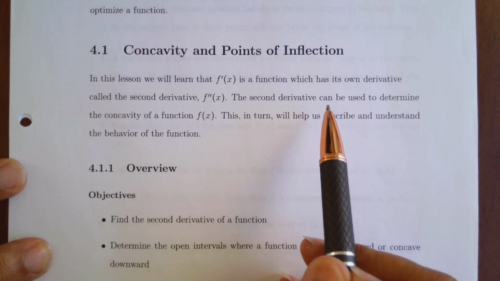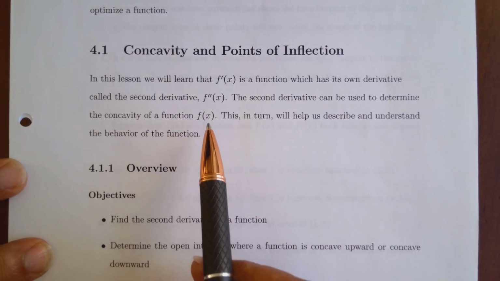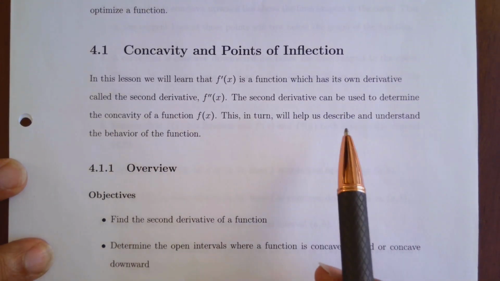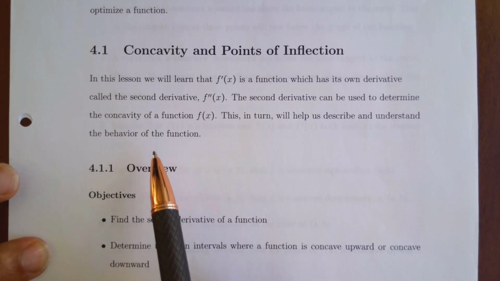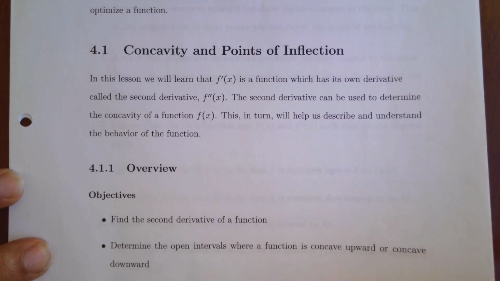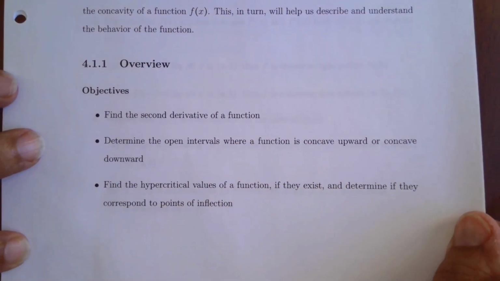So it tells you here that the second derivative can be used to determine the concavity of a function f of x. So we're going to talk about concavity in just a minute. This in turn will help us describe and understand the behavior of a function better than just the first derivative. Remember what the first derivative did. It told us about where graphs were increasing and decreasing, and it told us about maximum and minimum values. So that was what the first derivative did. And so now we're going to talk about the second derivative and what it can do for us.